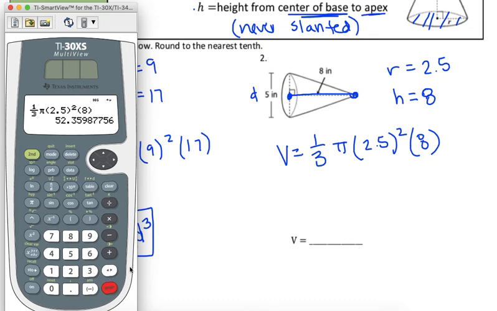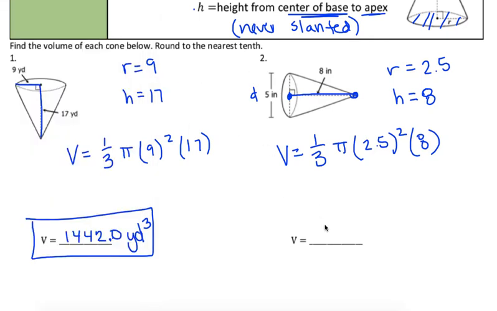Because we already put 2.5 in there, our calculator knew that decimals were good. So here we're going to have 52.35987756. Our directions still say round to the nearest tenth, so the 5 will bump that to a 4. So I'll have 52.4. And that will be inches cubed.